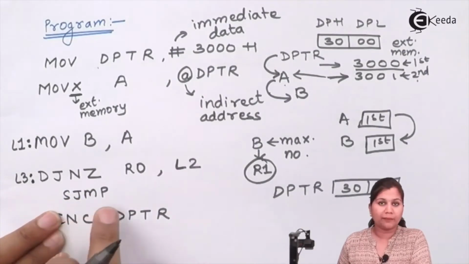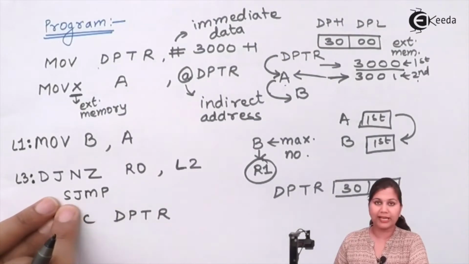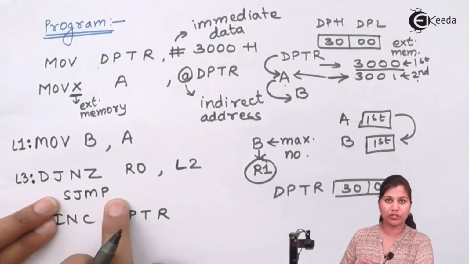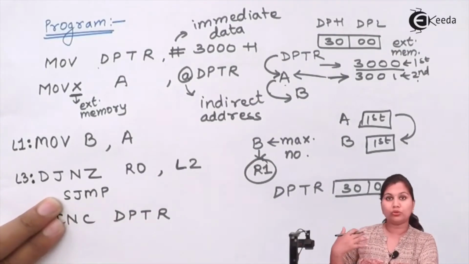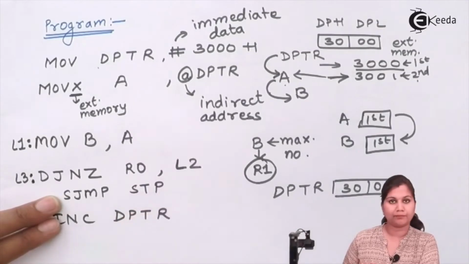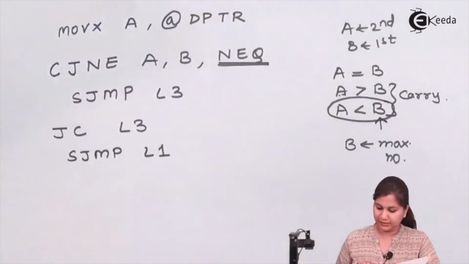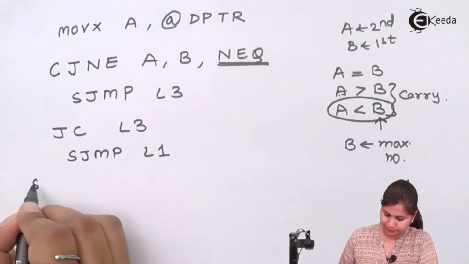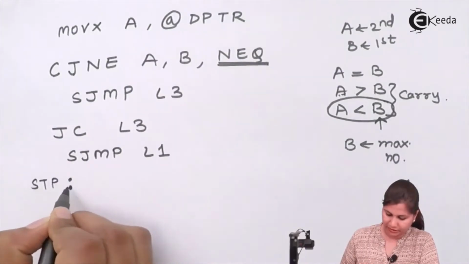So here also we are providing a short jump instruction. S is for short and JMP is for jumping. So jump to what memory location? Suppose we have given here STP. Now STP is written here. This label is given here.